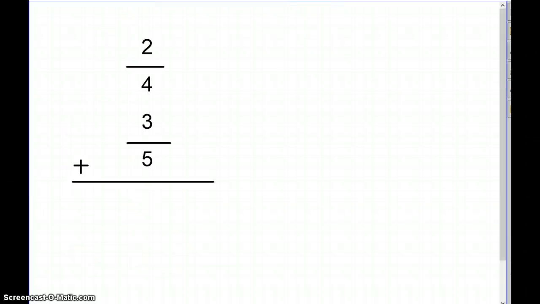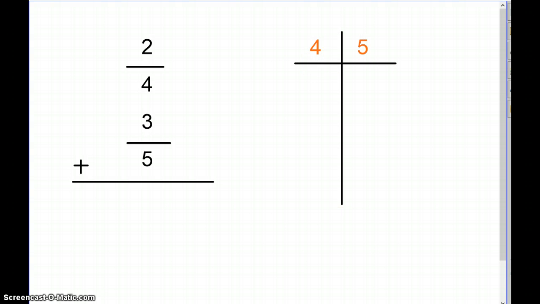Great job. Okay, we're going to do one more, and this one is a lot more challenging because you have to create 2 new equivalent fractions with matching denominators. And you're going to understand what I mean right now when we find the LCM. So we have 4 and we have 5 as our 2 denominators. And we need to find the LCM, the smallest multiple that they have in common.